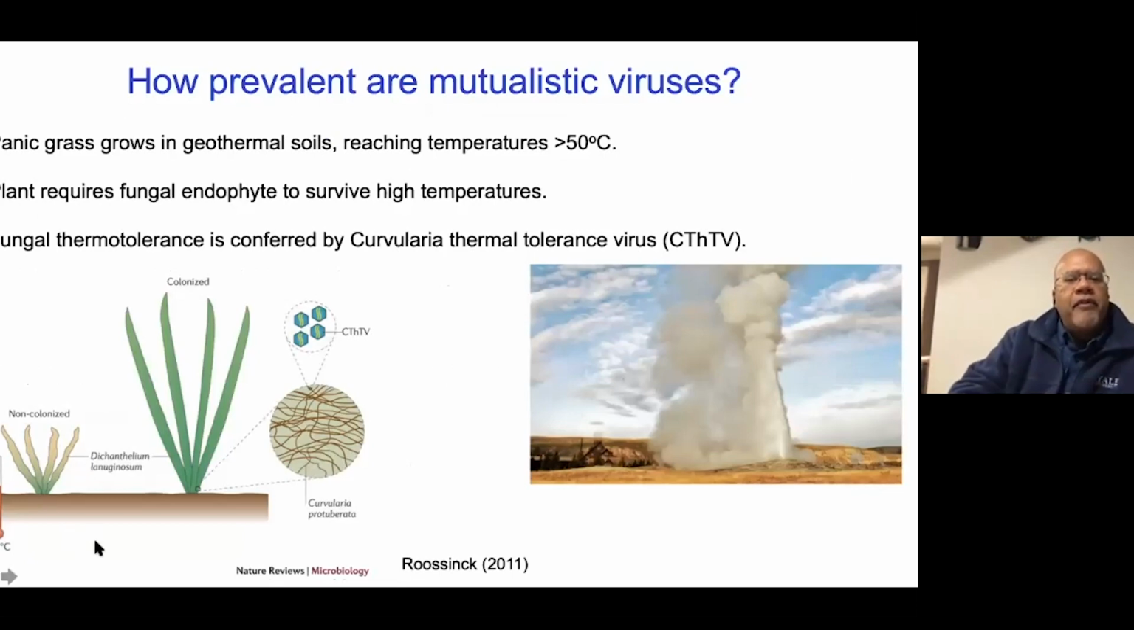An example from a review article by a friend of mine, Marilyn Rusink, who is very good at studying virus mutualisms. She's found that, for example, these grasses that are growing in very hot temperature environments in places like Yellowstone have within them fungi that allow them to survive high temperatures. But the fungi are allowed to survive the high temperatures because they are infected by a kind of virus that brings this trait to the fungus and therefore allows the plant to survive.